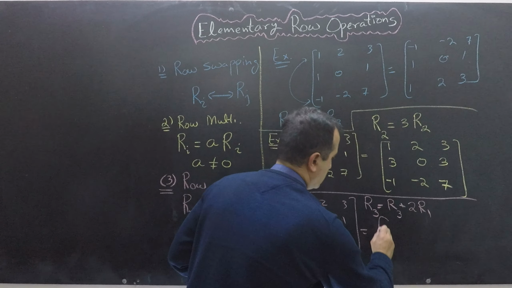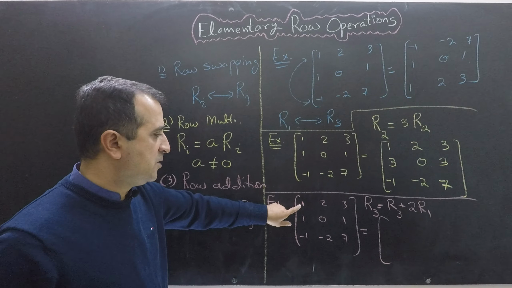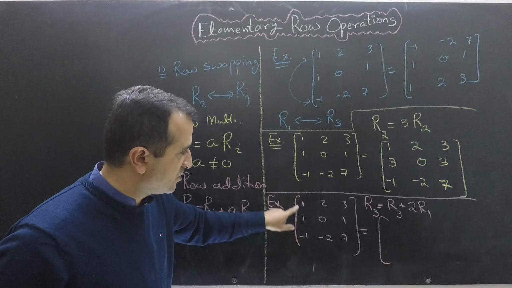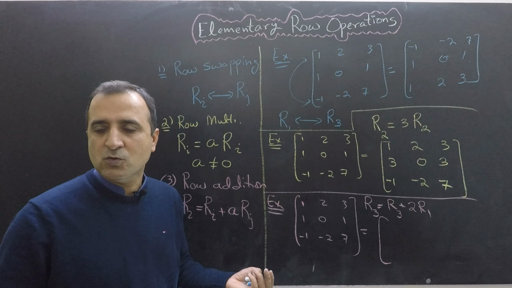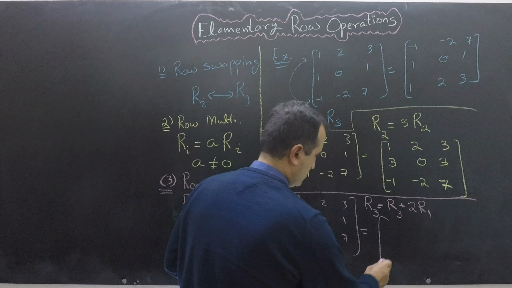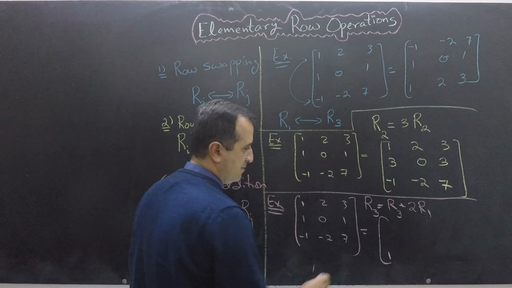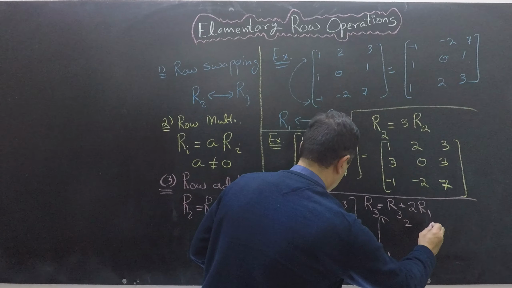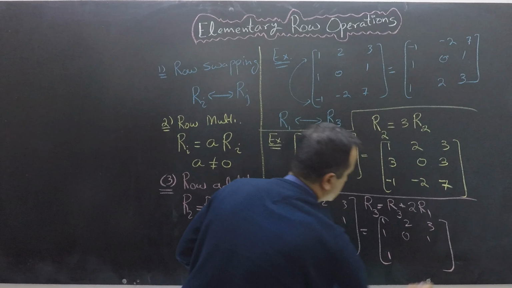So let's do that. I multiply this entry by 2, and then I add it to minus 1. My result is going to be 2 minus 1, which is 1. So here I will have 1. Both of those rows will remain the same, so I can write them quickly: 1, 2, 3, 1, 0, 1. Only the third row is changing here.